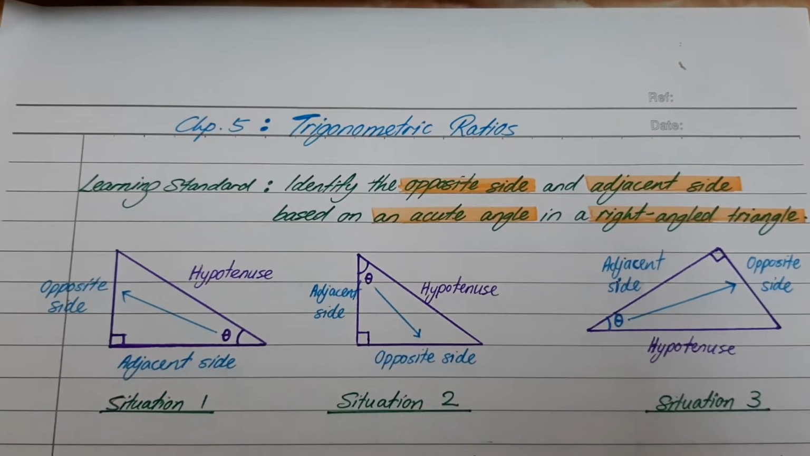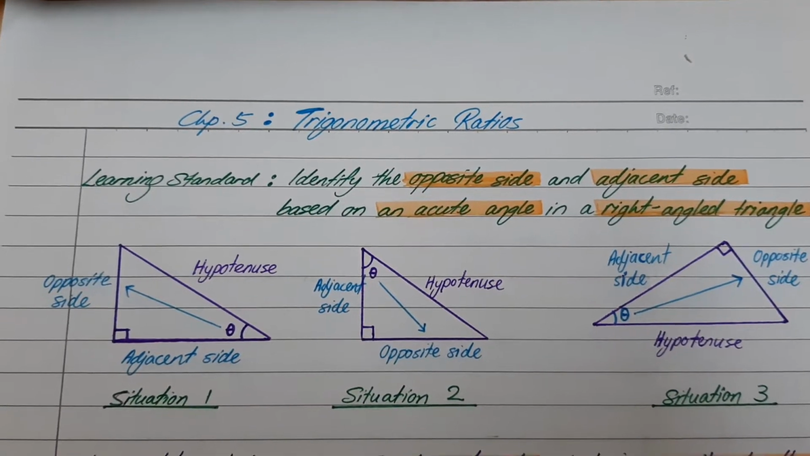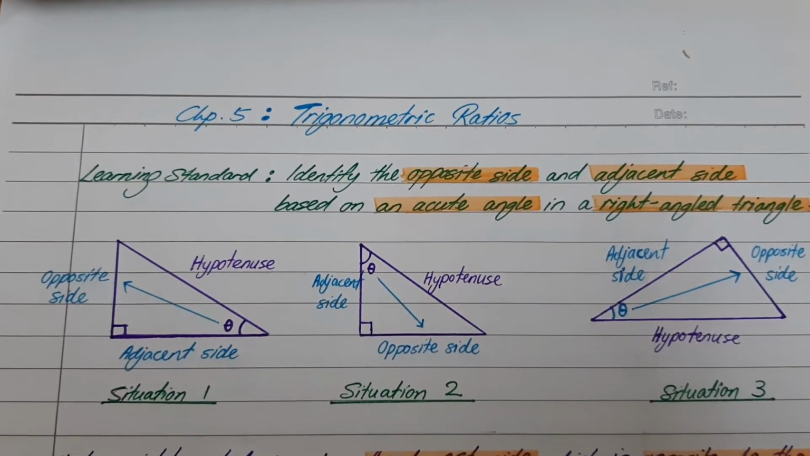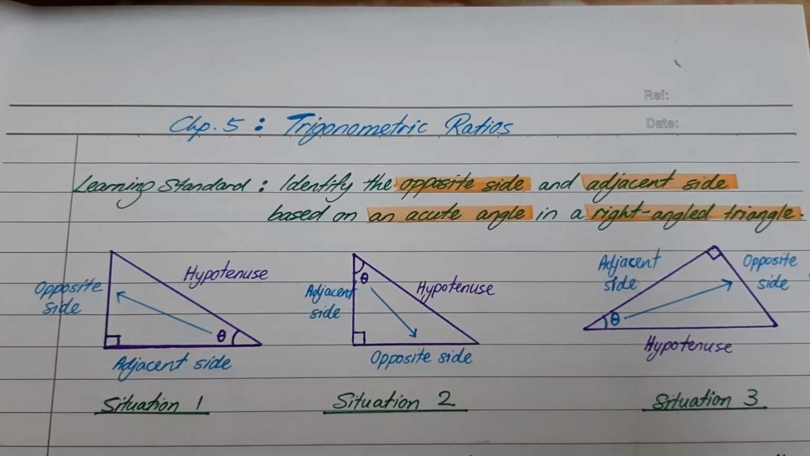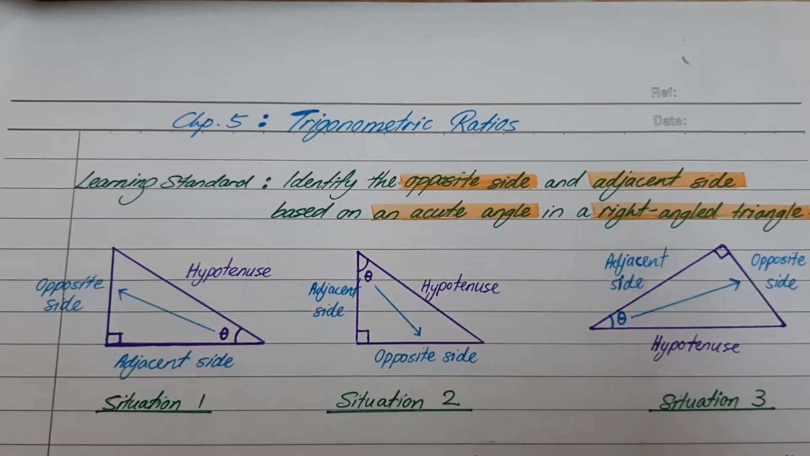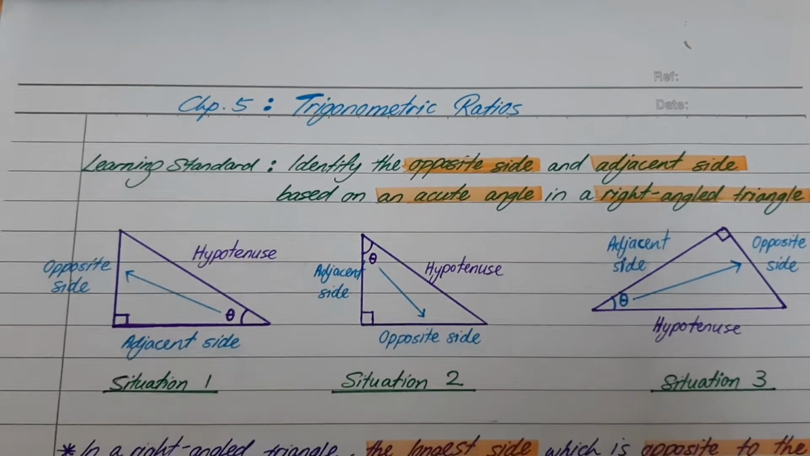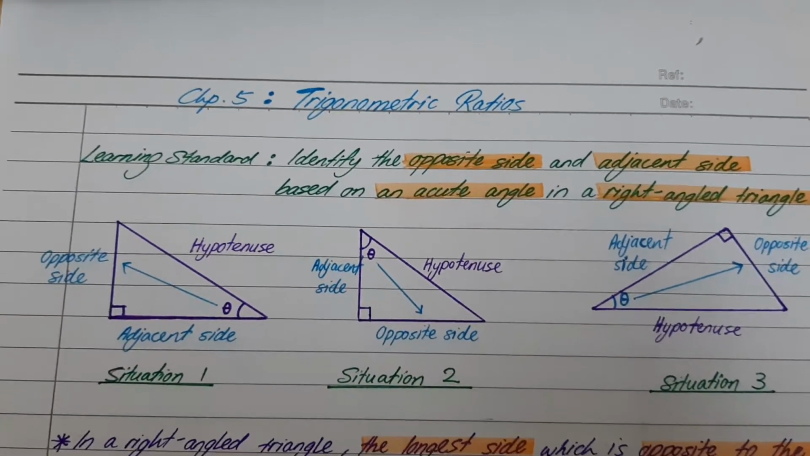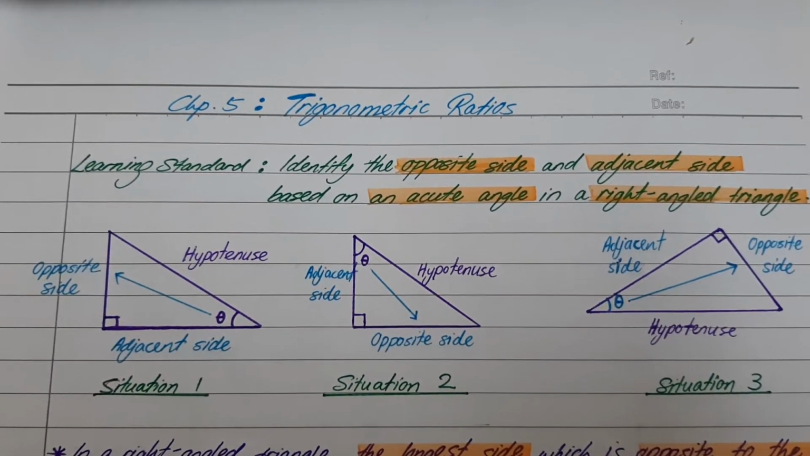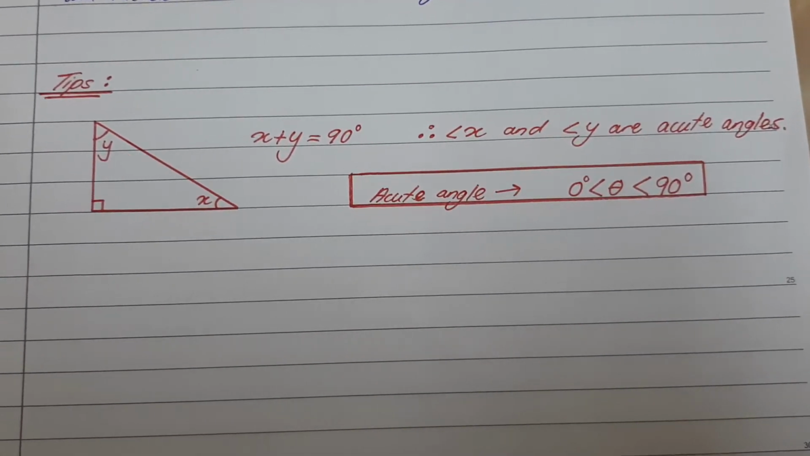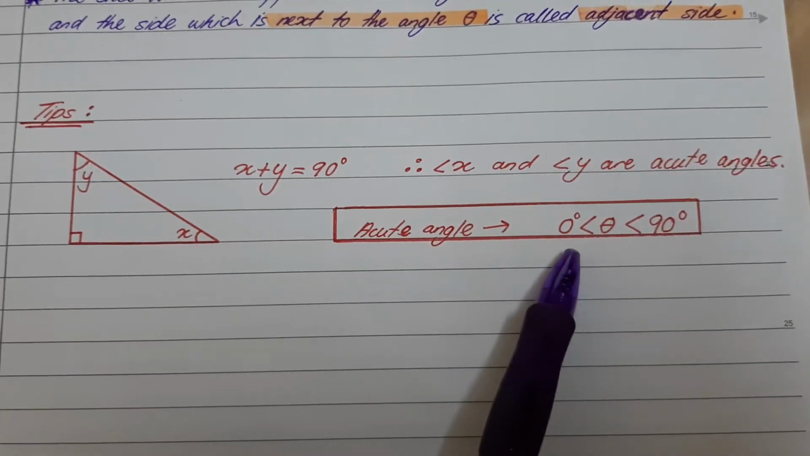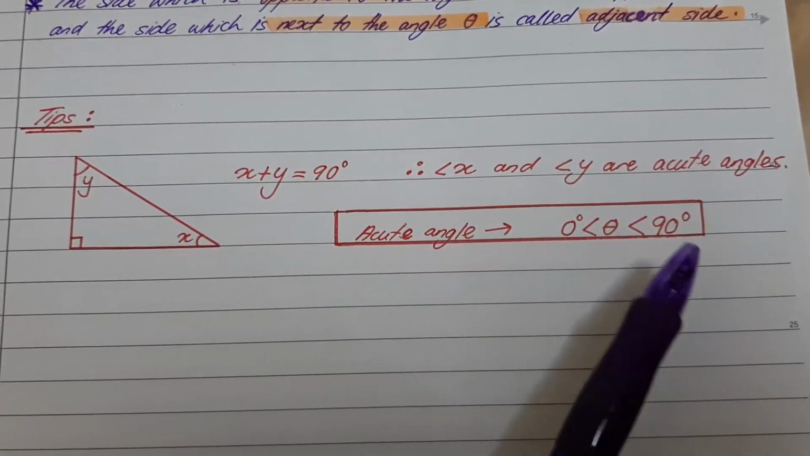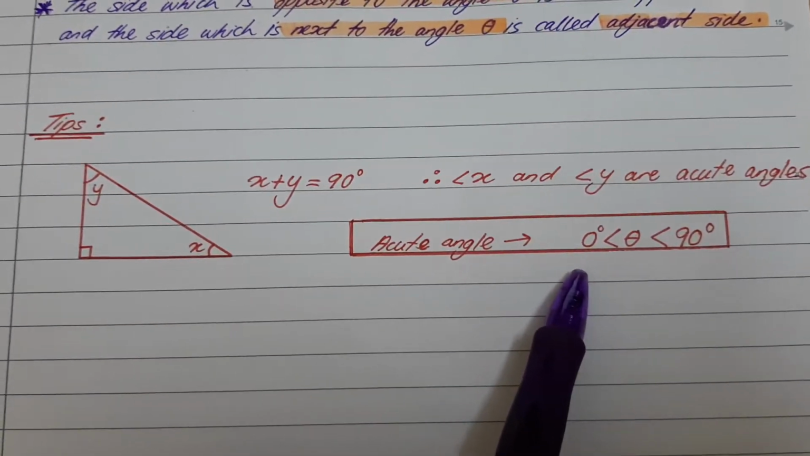For today, I'm just going to cover the first learning standard in chapter 5, which is to identify the opposite side and adjacent side based on an acute angle in a right angle triangle. Okay, so what do you understand by the word acute angle? Tip: an acute angle means an angle which is below 90 degrees and more than 0, obviously.